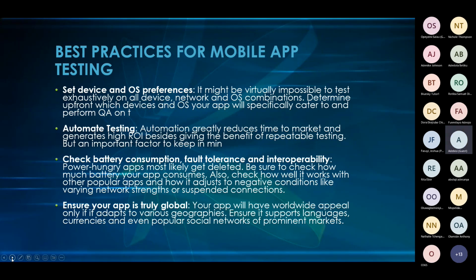So you as a tester, you have to run your application on it. Peradventure a user is using 2G and is one of your best customers, you have to ensure that your application runs on all the network connectivity. So it's your work. What the company does is to set the devices and operating system, but every other thing, battery consumption, fault tolerance, is the work of mobile testers to know.